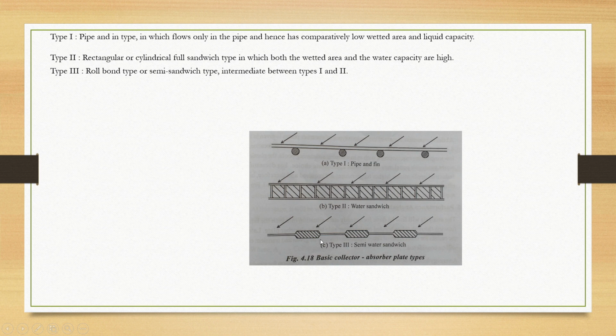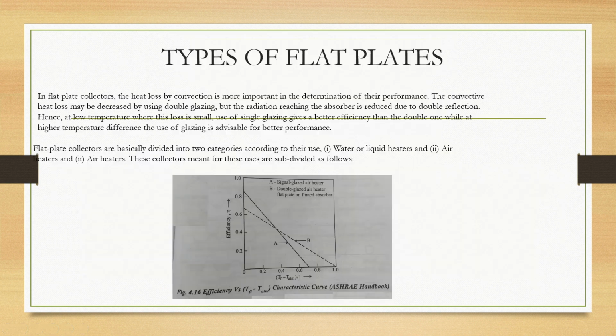Next is type 3, which is an intermediate between type 1 and type 2, where it has both. It can have a low liquid capacity, or it can also have a high water capacity. It can have both a high and a low wetted area. This is type 3, where it is a semi water sandwich.